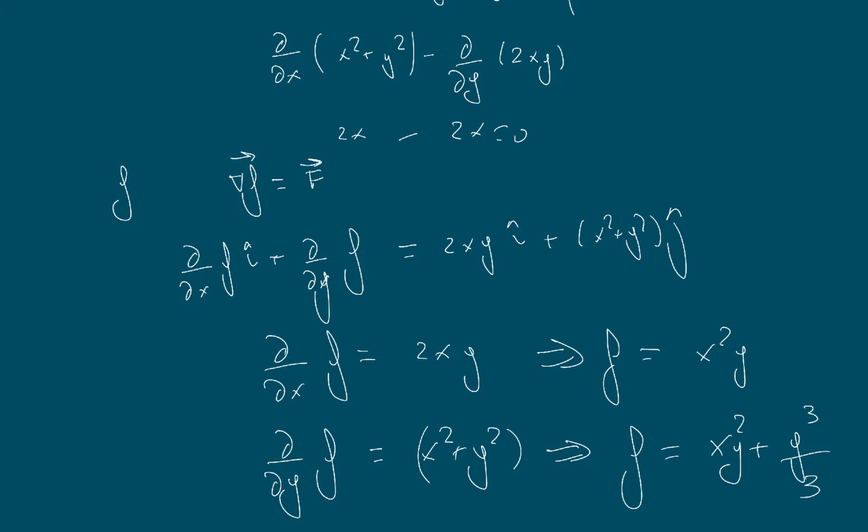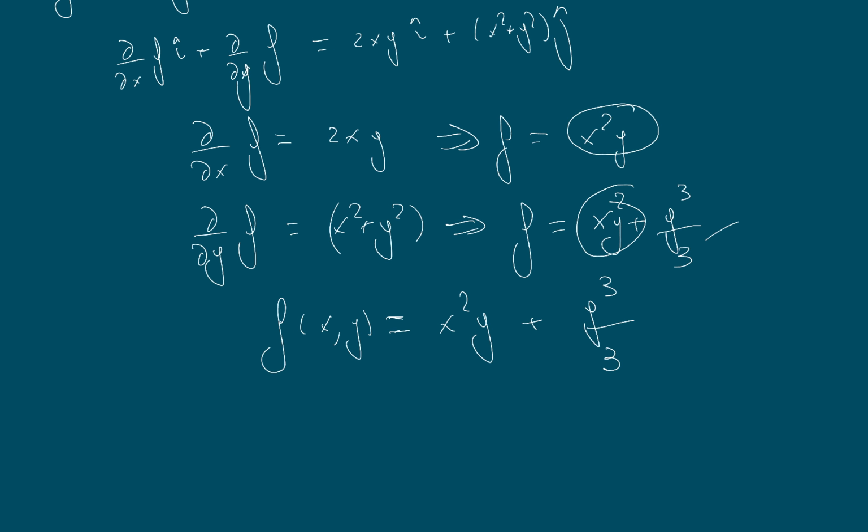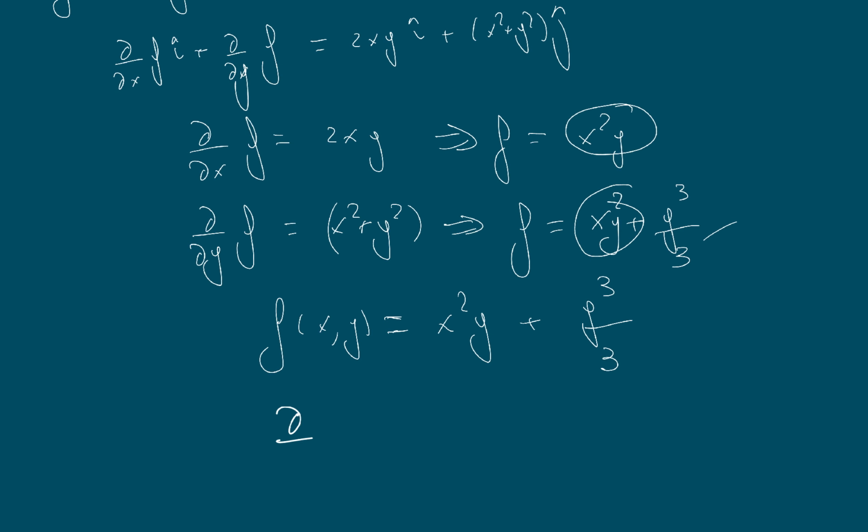So this function will produce the function that we are looking for, but which one will we have? Well, this is the common factor, and if we add this, we are done. So if I choose f(x,y) equal x squared y plus y cubed over 3, I can fit the two conditions. The first condition says that the partial derivative with respect to x of f should be 2xy.